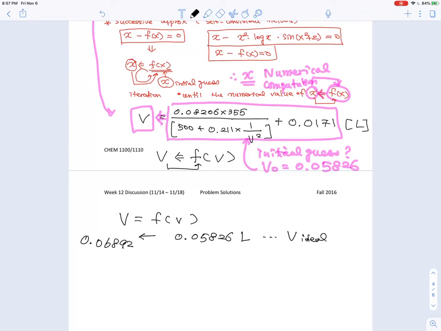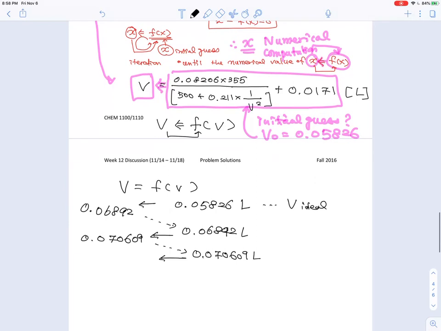And then when you calculate the volume, you will get the number 0.06892. Okay, then I am going to put that in, 0.0682892 liter, to once again compute this value, and then you will get 0.070609 liter. That will be my guess to plug in as a volume, 0.070609 liter, and compute the new value for the volume.